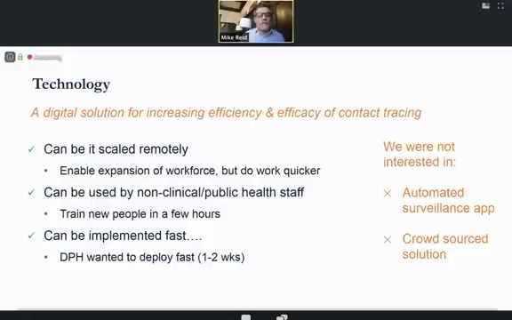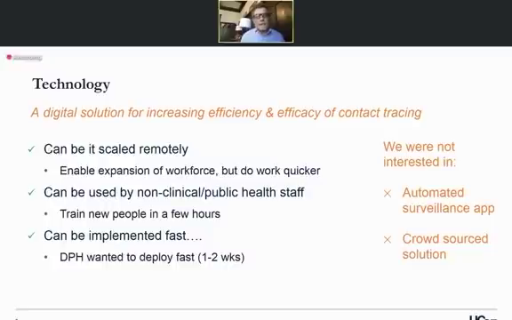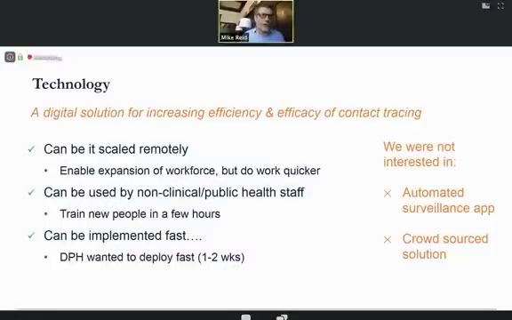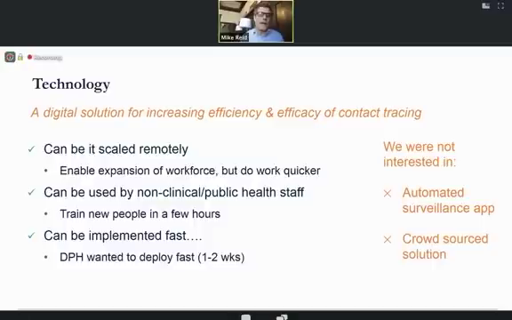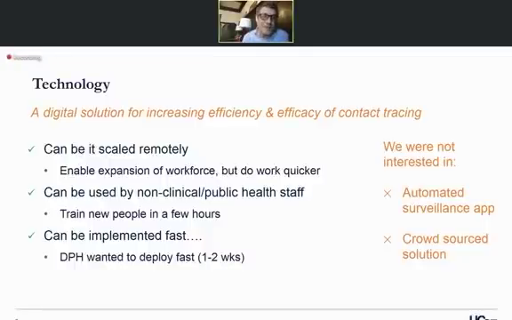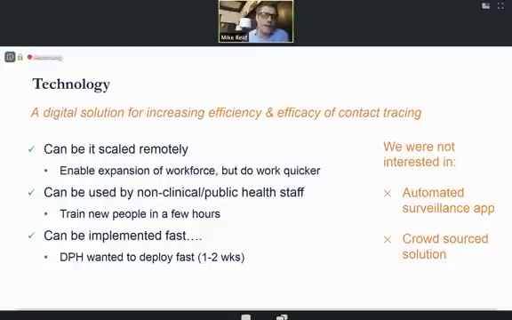And just to be clear, whilst there are lots of really exciting surveillance apps that you can load onto your phone, that's really not what we were interested in. We were interested in a public health-led digital solution that could be scaled rapidly and that would, in this current moment, allow a workforce to work remotely from home, ideally, recognizing that there aren't enough public health professionals in San Francisco. We wanted a solution that was simple, that non-clinical, non-public health staff could be trained to use very rapidly. And we needed it like yesterday.